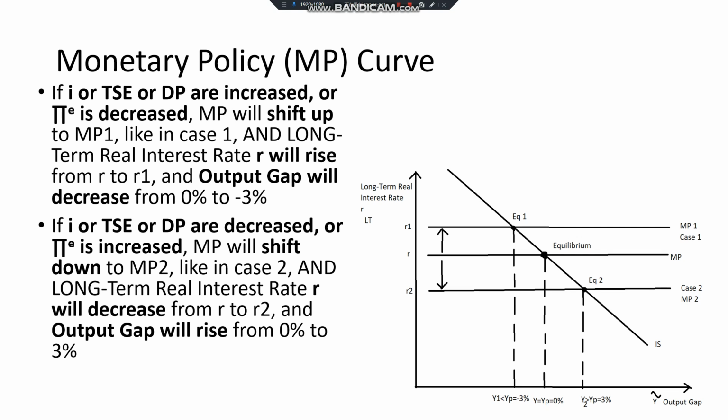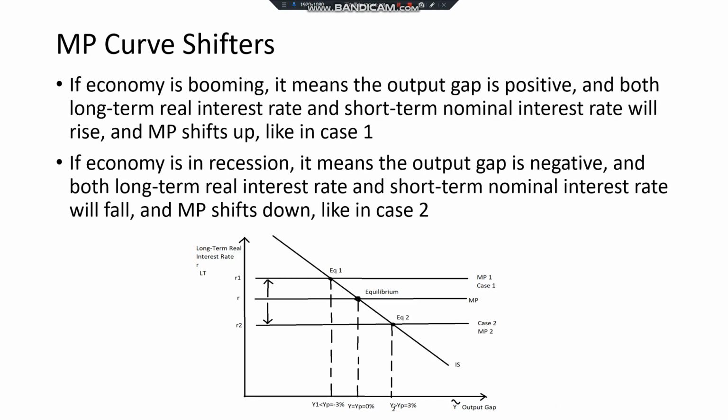If i or TSE or DP are decreased or pi E is increased, MP will shift down to MP2, like in case 2. The long-term real interest rate will decrease from R to R2, and the output gap will rise from 0 to 3%. So here are several MP curve shifters. If the economy is booming, it means the output gap is positive, and both the long-term real interest rate and the short-term nominal interest rate will rise, and MP shifts up, like in case 2. If the economy is in recession, vice versa.